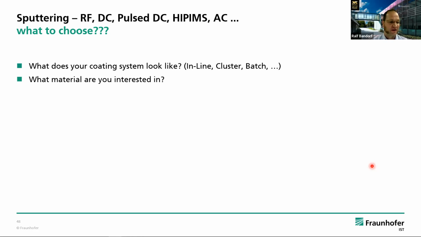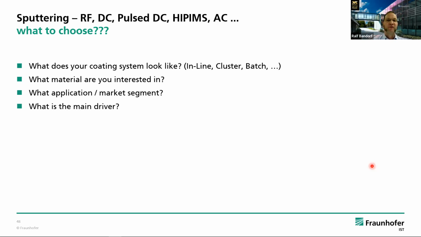What material are you interested in? Is it metallic? Is it insulating material? What kind of material are you focusing on? What's your application? What's your market segment you are aiming for, where you're shooting at? What's your product? What's the value you add to a product with your coating? And so, what are the main drivers for your process? Is it the productivity, the cost of your process? Do you need a fast throughput? And you maybe can have some trade-off in the film quality, but you need a higher film thickness, or you just need some kind of film in a short period of time.